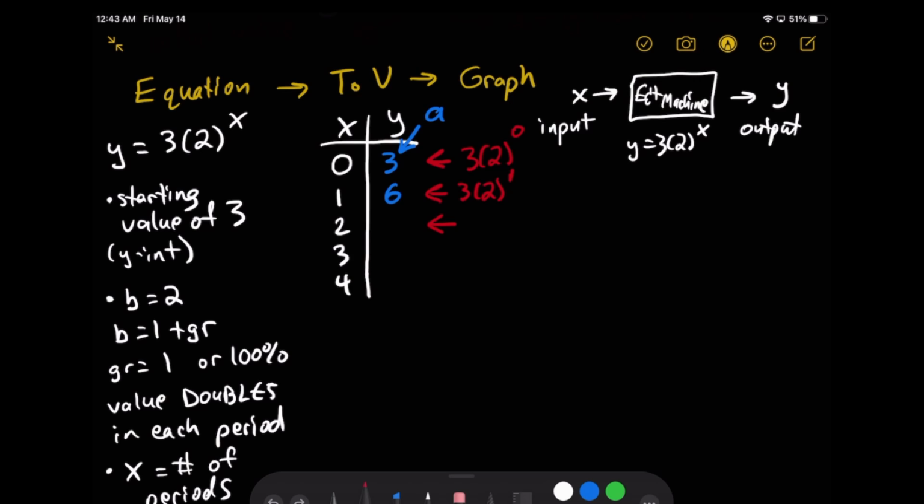So let's try again. I'm going to take my equation and plug 2 into it. So 3 times 2 to the power of, instead of x, I put 2. And focusing on the exponent first, 2 to the power of 2 is 4. 4 times 3 is 12.